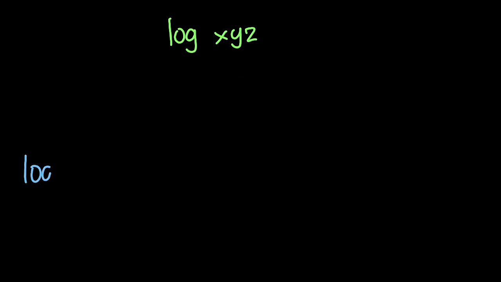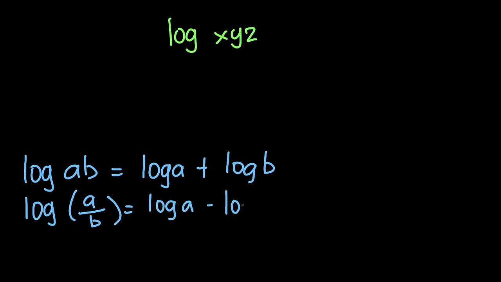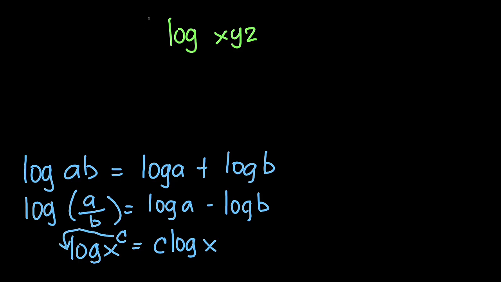Know that log AB is equal to log A plus log B. Log of A divided by B would be equal to log of A minus log of B. Whichever has the negative term here would be on the denominator. And lastly, know that log of x to the power of c would be equal to c multiplied by log of x. Basically, you can put down c as a term.